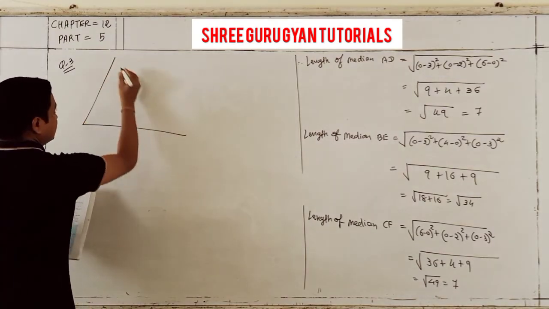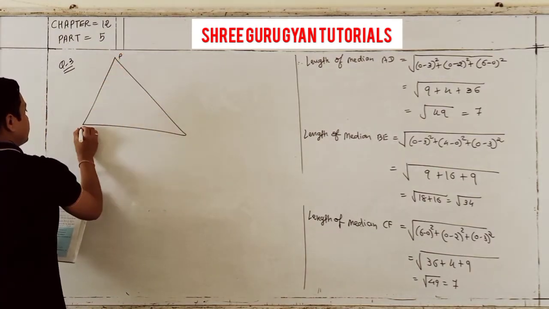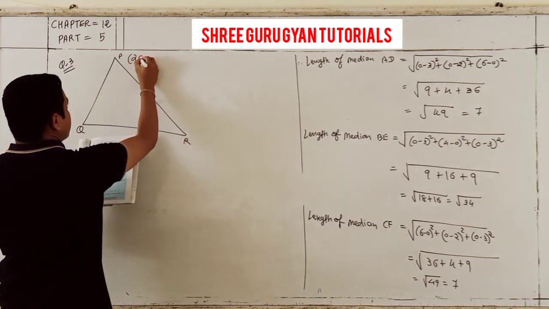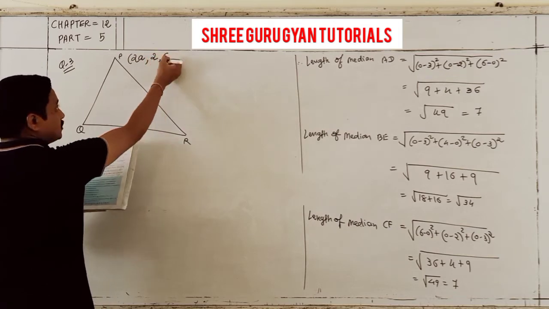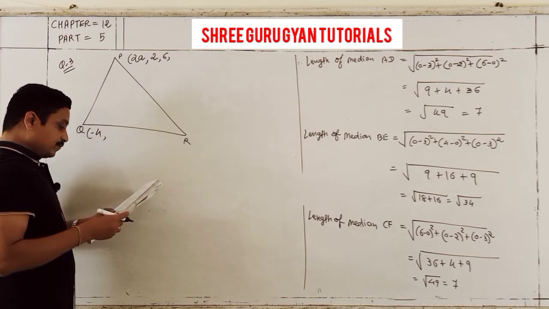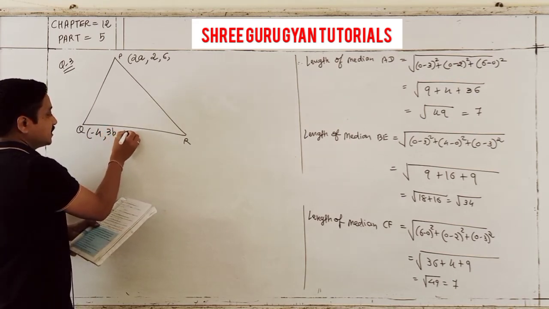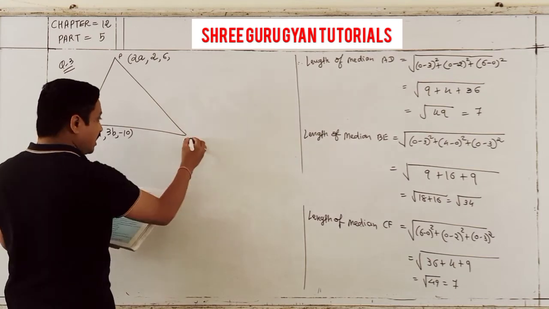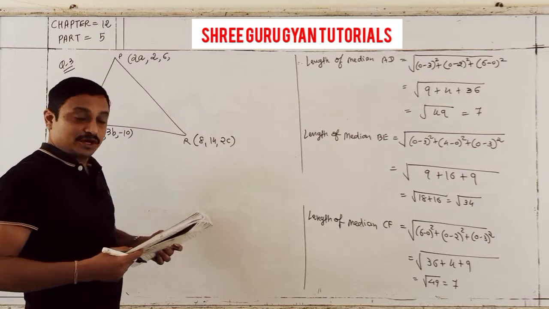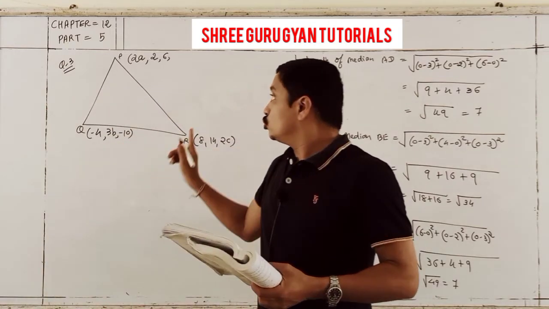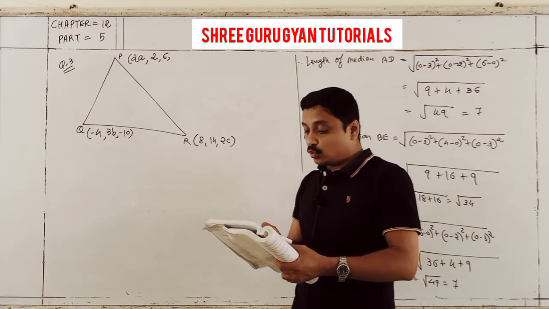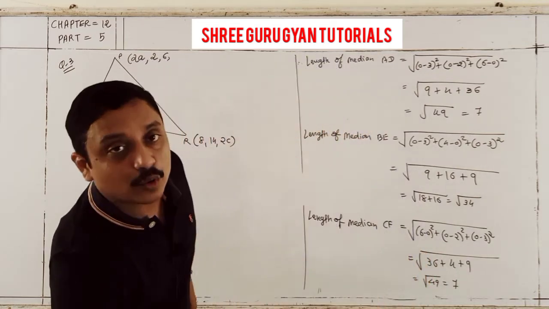Yes, here the triangle PQR has P given as (2a, 2, 6), Q given as (-4, 3b, -10), and R as (8, 14, 2c). One more time, check. P is (2a, 2, 6), Q is (-4, 3b, -10), and R is (8, 14, 2c), and it is given that the centroid is the origin.